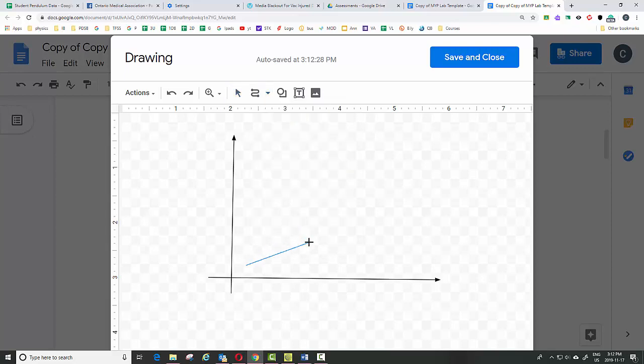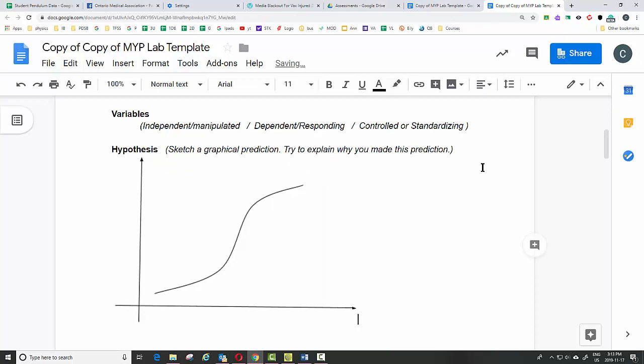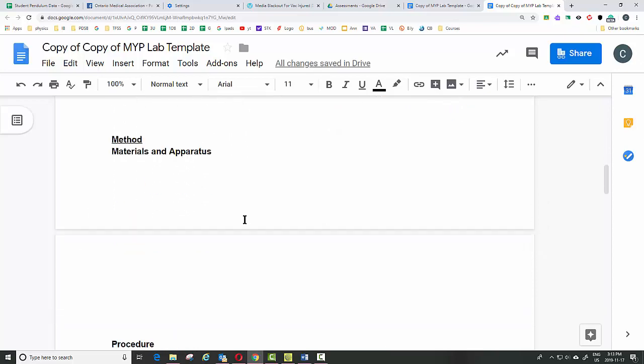So perhaps you think this is going to be the shape. You might add some annotations here. The annotations, together with your explanation in the text, should be enough to give the reader a clear idea as to how you made decisions to make that particular shape. Save and close. Now you can see the sketch graph right there.